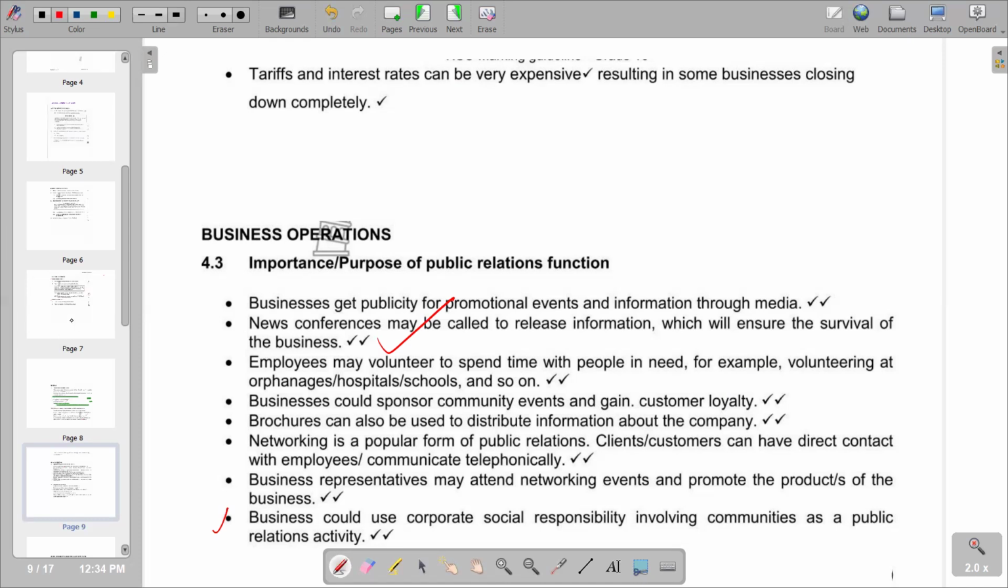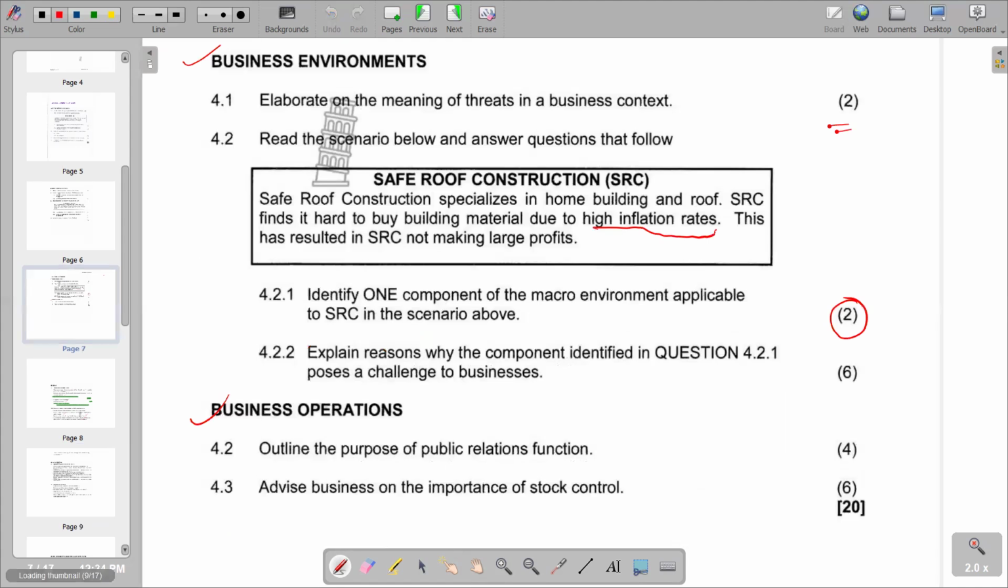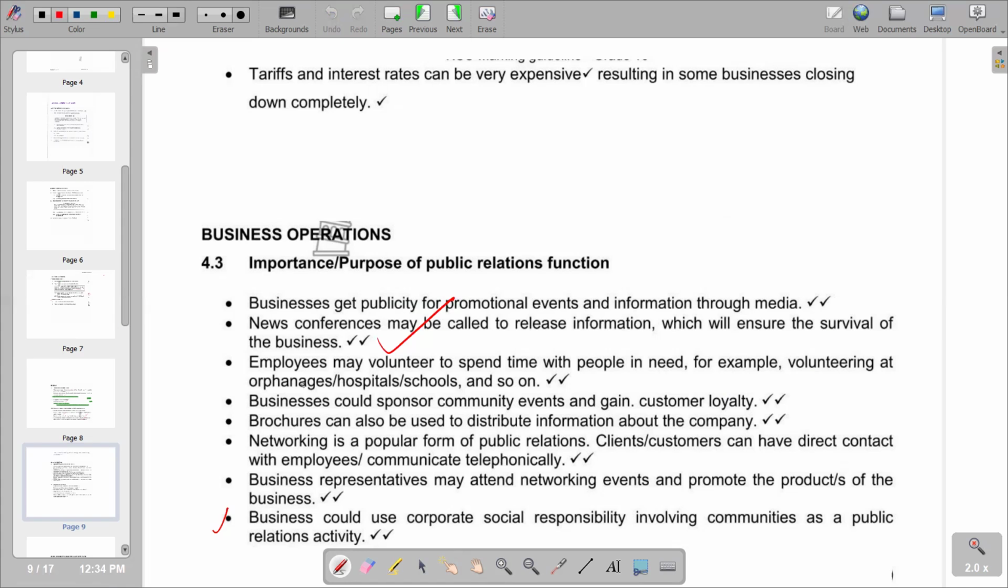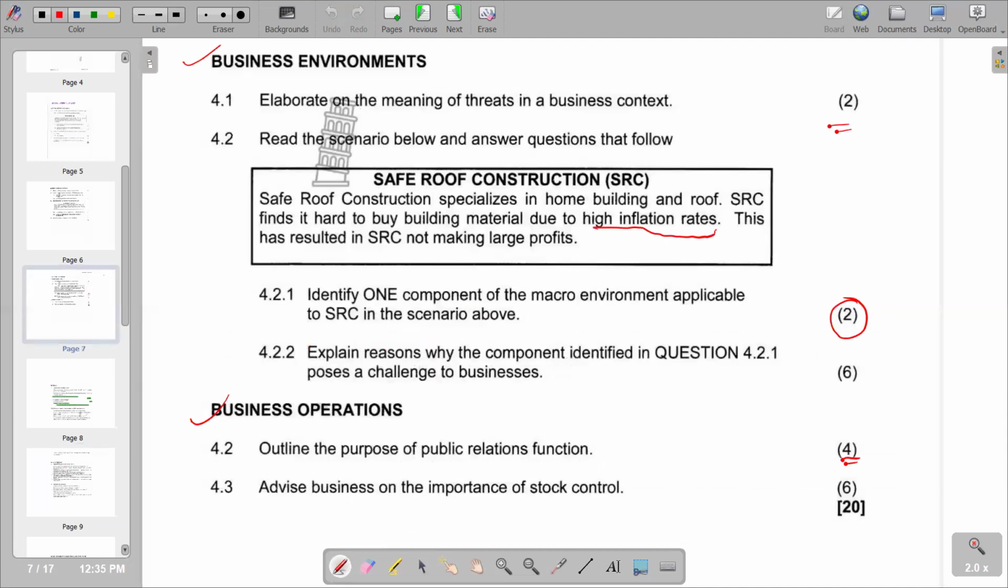If you go back to our question, you would see that our question has 4 marks. Obviously, it requires 2 points, which we have already mentioned. We have other points that are valid in terms of being the purpose of the public relations function. Networking is a popular form of public relations. Clients or customers can have direct contact with the employees or communicate telephonically. So that also becomes a purpose. That's what we have in essence for this question.